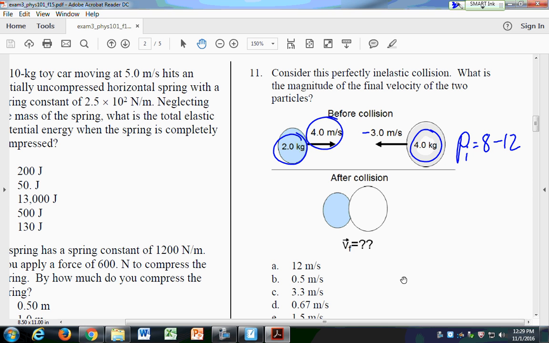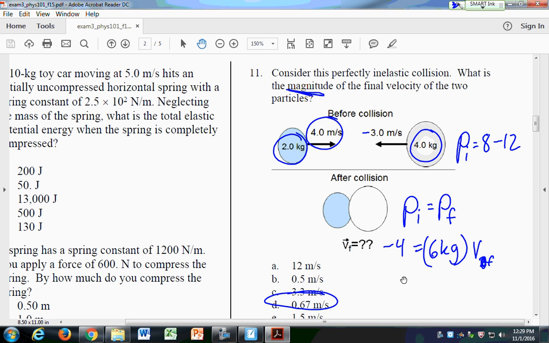And then I set that equal to the final momentum, so I get negative 4 equals the combined mass, which is 6 kilograms, times VF. And so it's negative 4 over 6, which is 0.67. It was just looking for the magnitude, but if I'm asking for the velocity, I'll say it's going to the left or to the right. All right, just one dimension, not 2 dimensions.